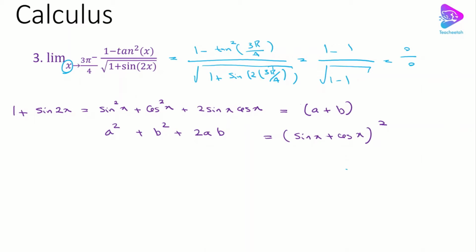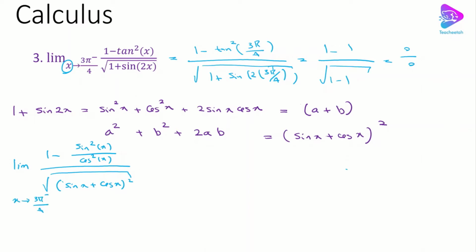So let me rewrite that limit. Let me use another color, I'm going to use blue. So it's going to be the limit of 1 minus, instead of tan squared x, I'm going to write sine 2x over cos squared x, and on the bottom I'm going to write sine x plus cos x squared, and x is approaching 3 pi over 4 from the left side.